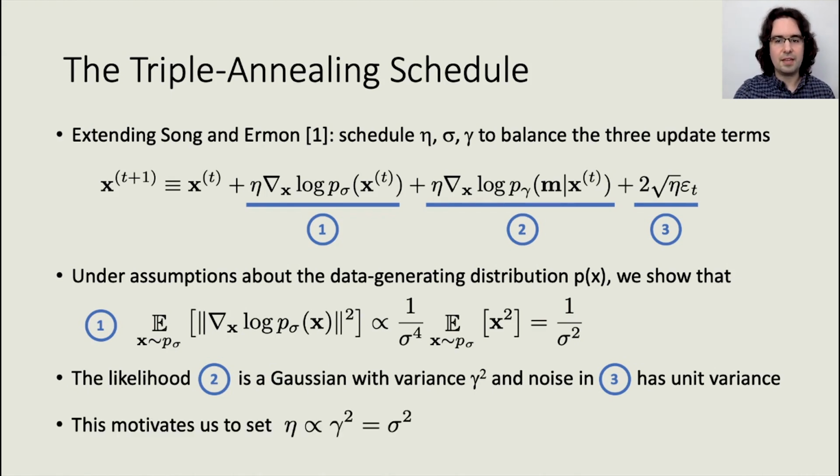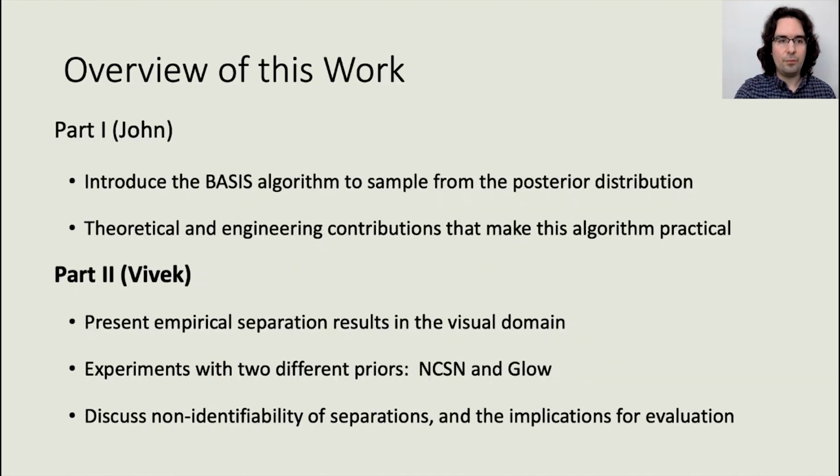This motivates us to set gamma squared equals sigma squared, and decay eta proportional to these quantities as t goes to infinity. We send all 3 hyperparameters towards 0 at an exponential rate. This means that the final smoothed prior is a very close approximation to the given prior distribution, and reconstruction of the mixture is enforced to epsilon accuracy. And with that, I'm going to turn things over to Vivek to talk about the empirical results.